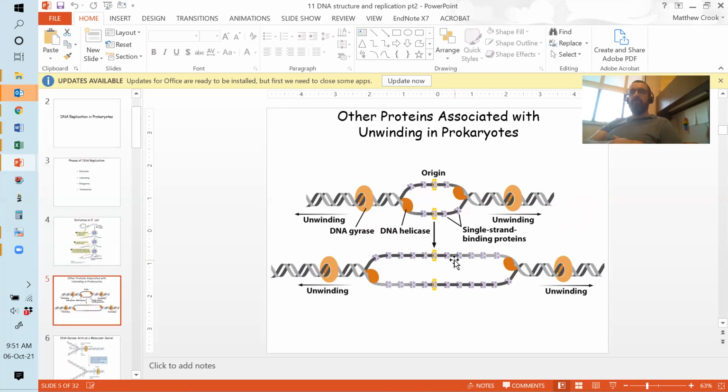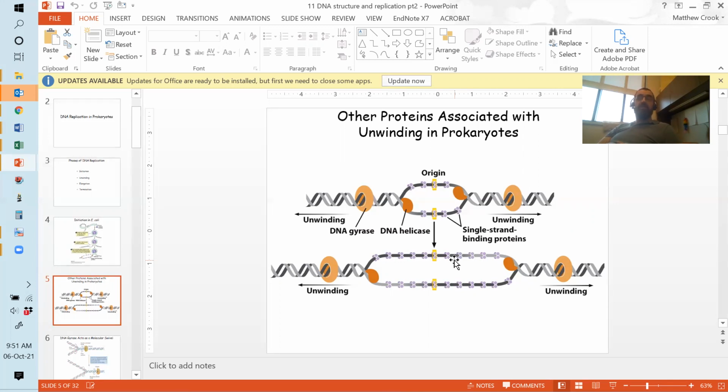So yeah, you're right. Both template strands on either side need primers synthesized, but one of them needs many, many, many more because it's going to constitute the lagging strand. The leading strand is just made continuously. Good question.